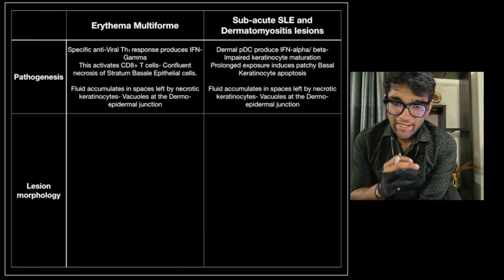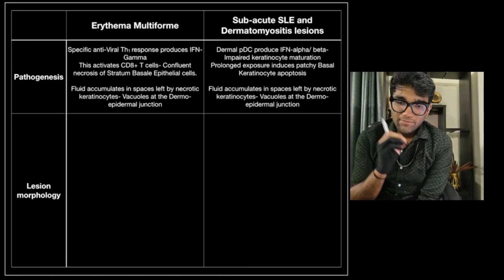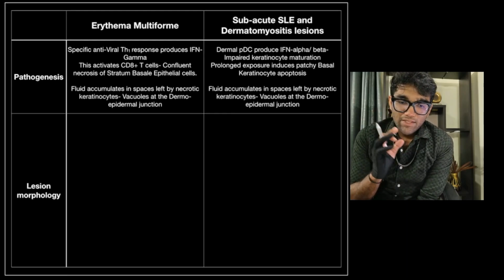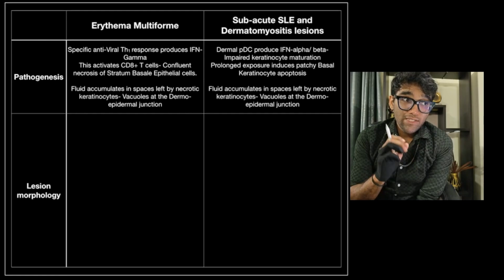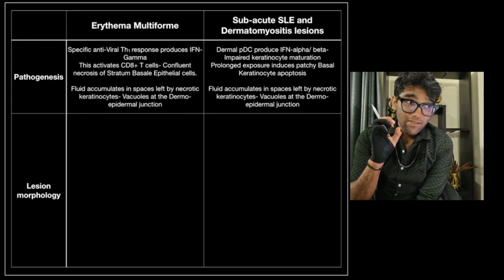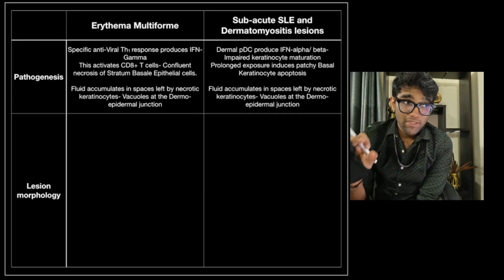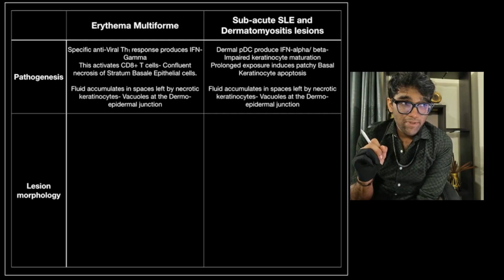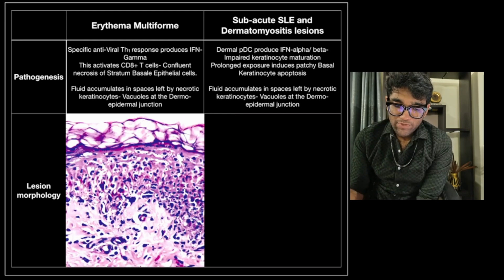Again, in erythema multiforme, there is a Th1 polarized response, interferon gamma is produced, this activates CD8 plus T cells, and the CD8 plus T cells go and kill the basal epidermal cells. That causes constant necrosis of these basal epidermal cells, and this is what we see.